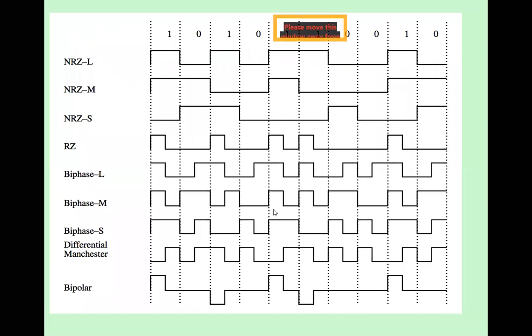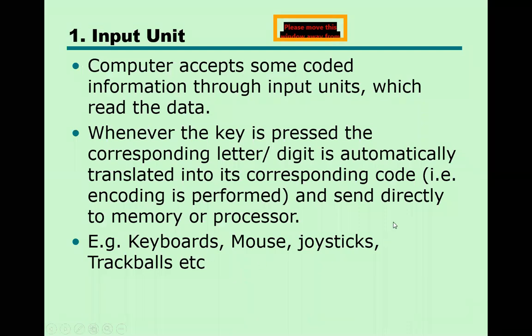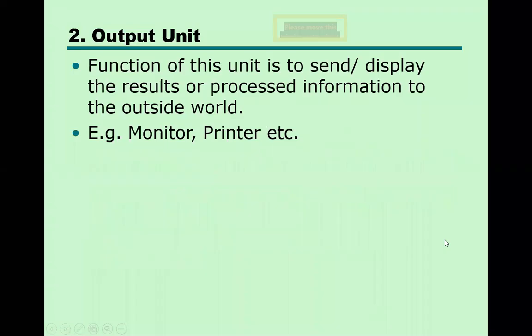So we have discussed the input unit. There are different input units, and the input unit sends information to the computer, and this information will either be stored in the memory or go to the processor for execution. The input units are keyboard, mouse, joystick, trackball; different types of input units are there.